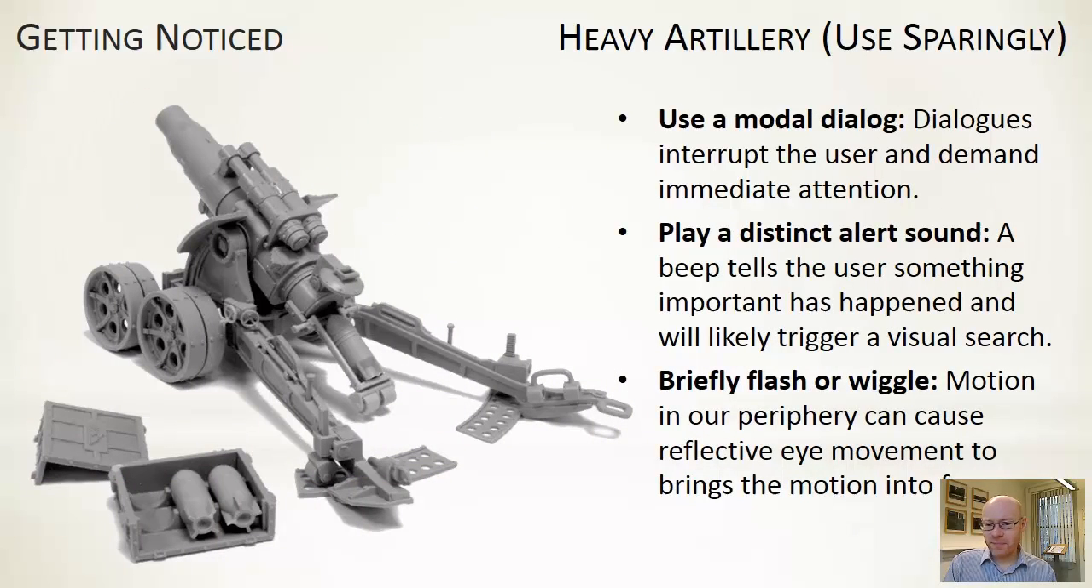This screen has been entitled Getting Noticed, Heavy Artillery, Use Sparingly. Sometimes we want to be 100% certain, or as close as we can be, that the user has identified, recognized, taken account of the information. So there are some things which are very important, and we want to flag them up to the user as being particularly important. I say use sparingly here because it really should be something that is really important. If you're doing this for all of the information you're providing to the user, even for things that are not that important, it's just going to annoy the user. It's going to be just a bad user experience.